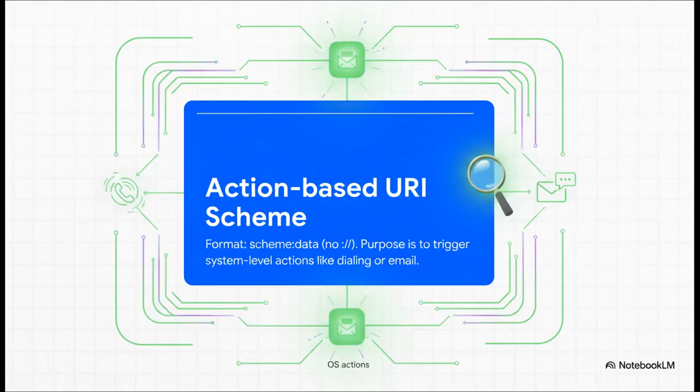Now contrast that locator with an action-based URI scheme. Notice what's missing here? There are absolutely no forward slashes. The format is purely scheme:data. So, for example, you have tel: followed immediately by a phone number or mailto: followed right away by an email address. The total absence of the // is a really crucial difference because this format tells the operating system, hey, don't go looking for a web page. Instead, execute this direct command right now using the data I just gave you. These are incredibly powerful triggers for system-level actions.